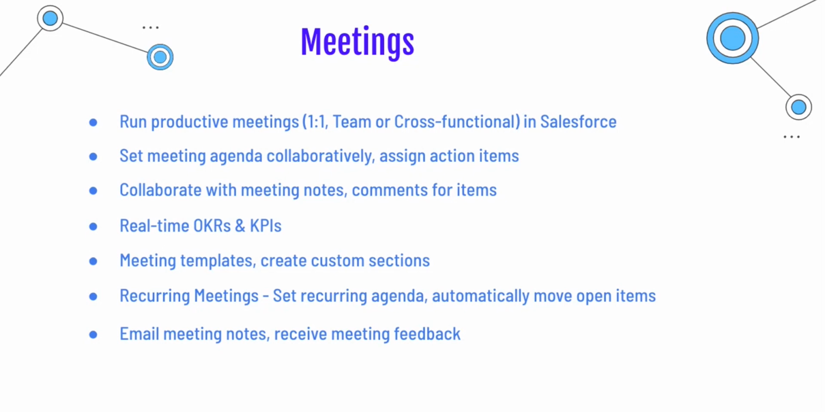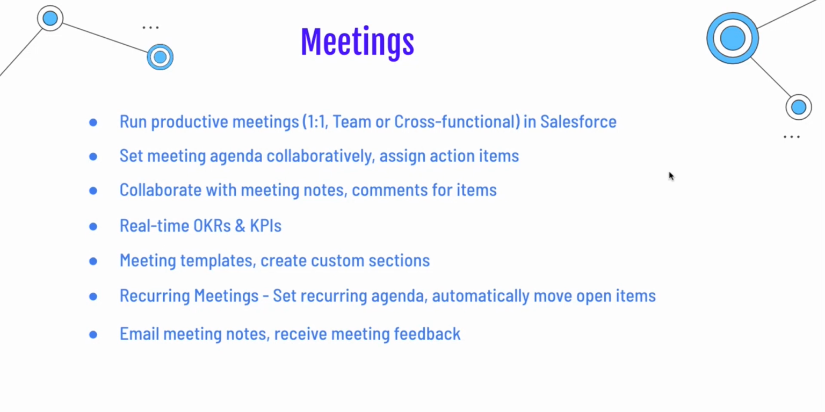You can save meetings as meeting templates so that you can create new meetings with the same agenda and action items. Other than that, the meetings also provides the ability to create custom sections. The meetings feature also provides the ability to create recurring meetings in which you can set a recurring agenda, or you can also automatically move open items from previous meetings to new meetings. In addition to that, there are other features such as the ability to send meeting notes through emails and receive meeting feedback. So overall, the meetings can be used to run any of your meetings within Salesforce and also collaborate effectively so that you can have productive, efficient meetings all within Salesforce.